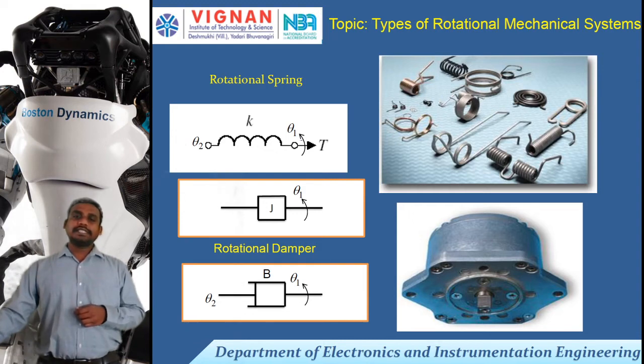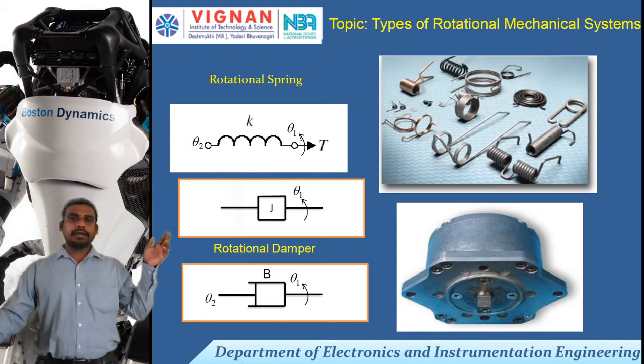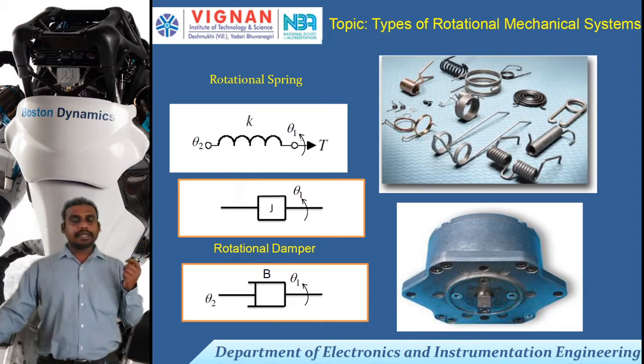And then comes J. What we used in the mechanical translatory system is mass M. Since this is rotational, we consider the moment of inertia, that is J. And theta is the displacement, whereas in the translatory system we used x as the variable. Here we are using theta. When it comes to the damper, it is the same B here. Theta is the angular displacement and omega is the angular velocity.